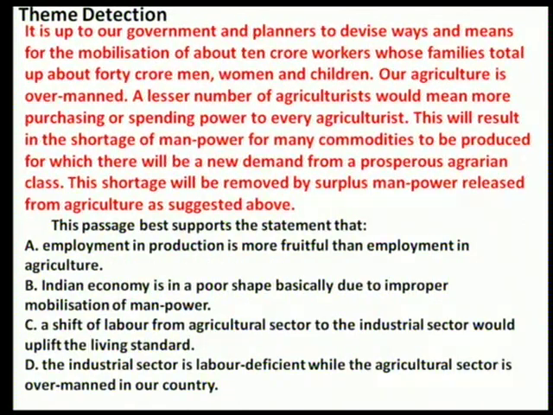It is up to our government and planners to devise ways and means for the mobilization of about 10 crore workers whose family total up about 40 crore men, women and children. Our agriculture is overmanned. A lesser number of agriculturists would mean more purchasing or spending power to every agriculturist. This will result in the shortage of manpower for many commodities to be produced for which there will be a new demand from a prosperous agrarian class. This shortage will be removed by surplus manpower released from agriculture as suggested above.